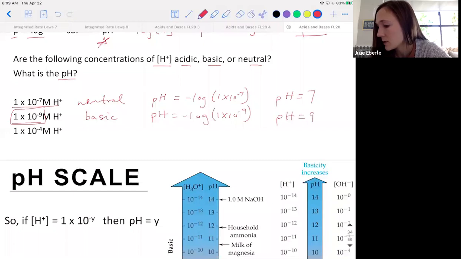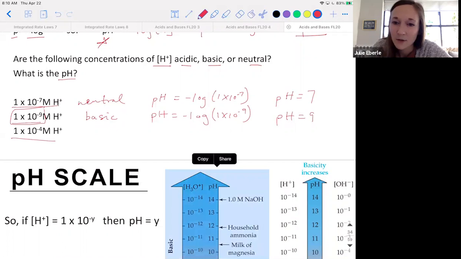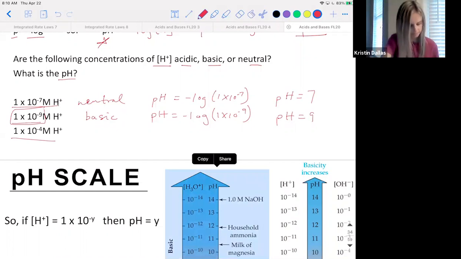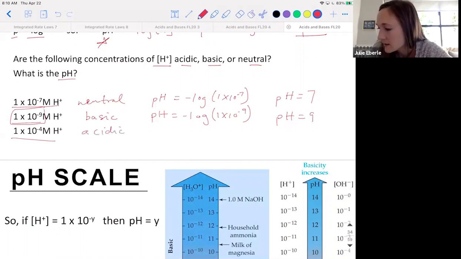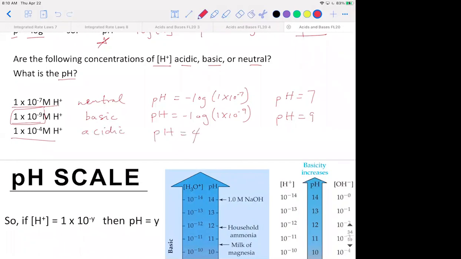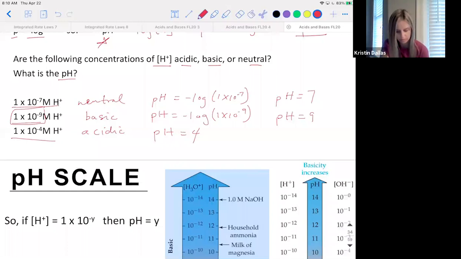Someone go ahead and do the last one, 1 times 10 to the minus 4. Is this acidic, basic, or neutral? What do you guys think? 10 to the minus 4. Acidic. Yes, and we got a pH equal to 4. Do you guys notice a trend at all? Yeah, it's the same as the exponent.